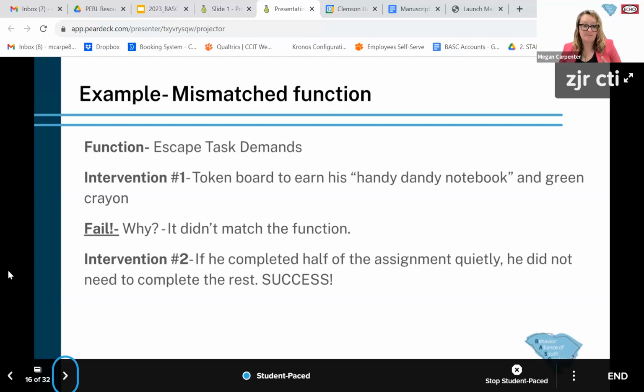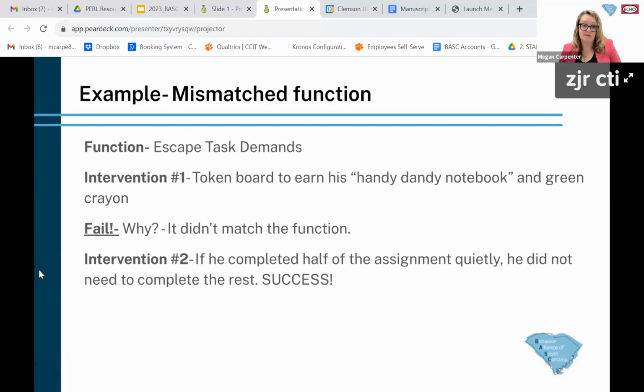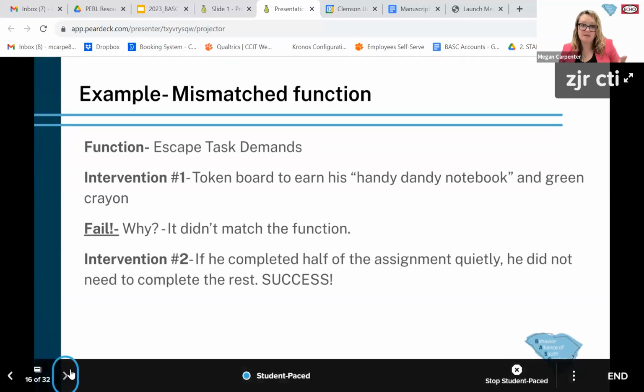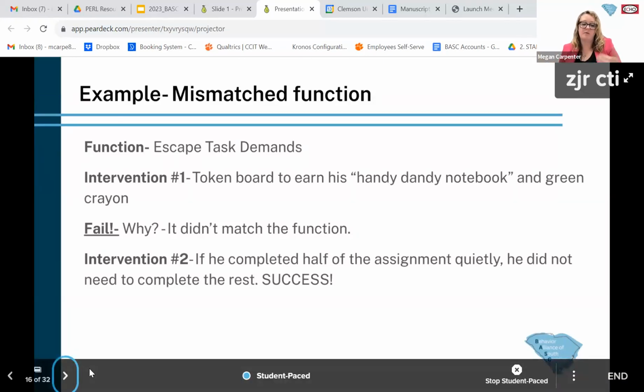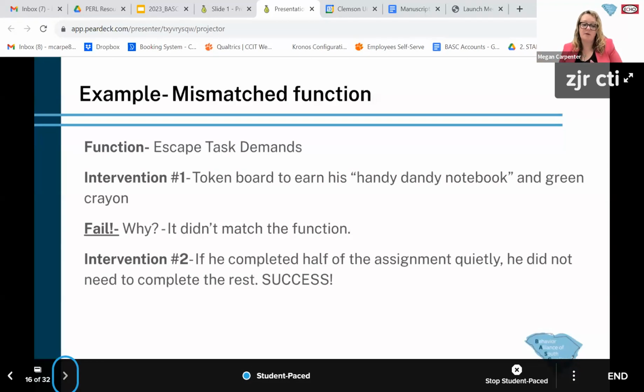So with the second intervention, we set the system that if he completed half the assignment quietly, then he would not have to complete the rest of the assignment. And that was definitely successful for him. We saw him engaging more consistently in comprehension tasks, and we were able to build up where he was completing two-thirds of the assignment, and then all the assignments except the last question, right? And he was still completing his work, and he wasn't engaging in those challenging behaviors or those contextually inappropriate behaviors of asking for his sister repeatedly or pretending to call his dad using the calculator.